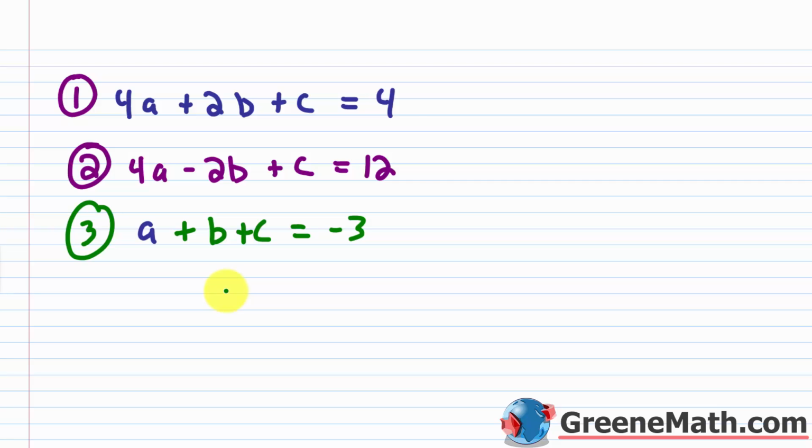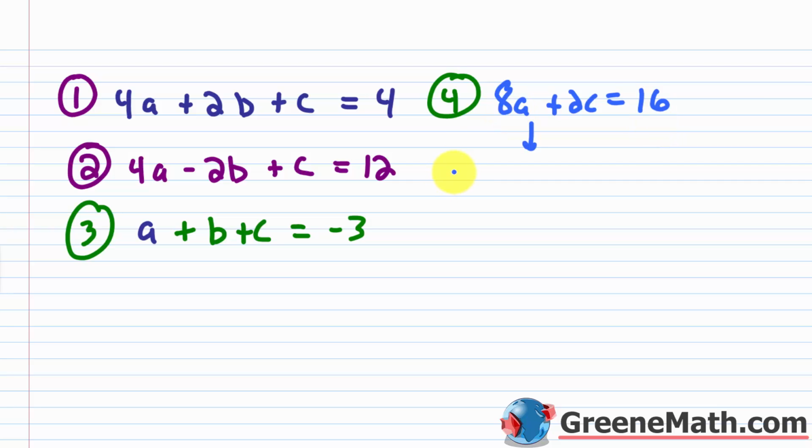So I can go through with the first 2 equations, and I can just add them, okay? Because I have 2b and -2b. So 4a plus 4a is 8a. So this is 8a. And then 2b plus -2b, that's going to cancel. And then c plus c is 2c. And then 4 plus 12 is 16. Again, I can simplify this, divide each part here by 2.